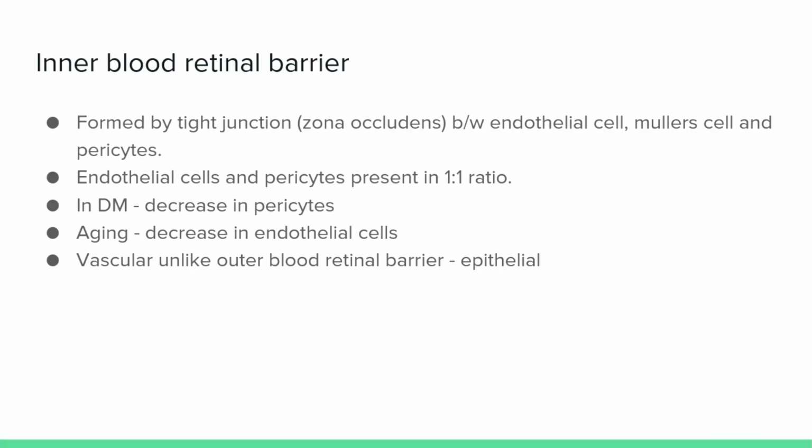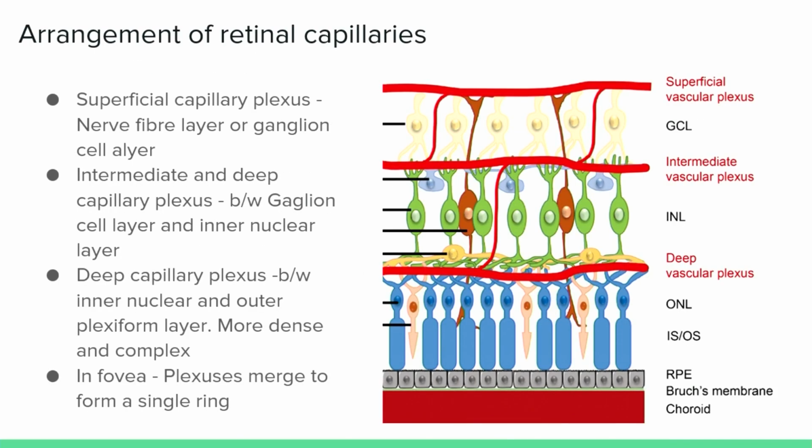Now the inner blood retinal barrier is formed by tight junction. What is more important is this is an end vessel actually. So the deep vascular plexus arises from the intermediate and the superficial vascular plexus. So they are kind of end arteries, okay? So they don't have flow from anywhere else. So if the superficial vascular plexus is blocked, even the intermediate and the deep are affected actually.